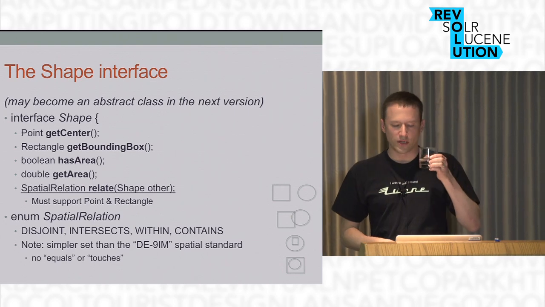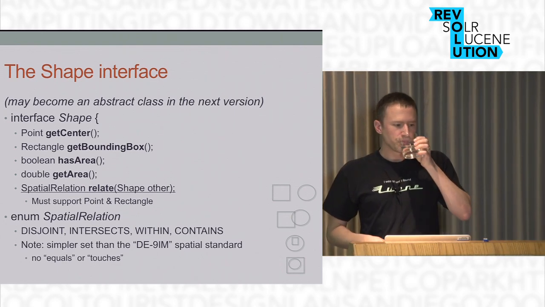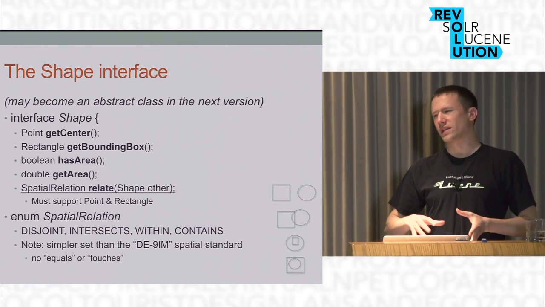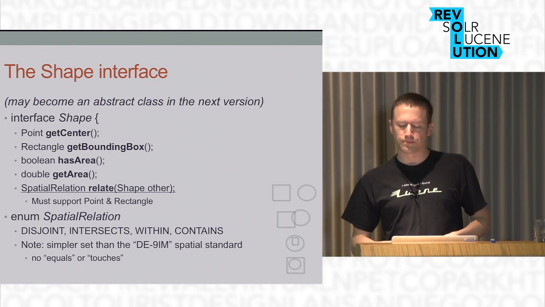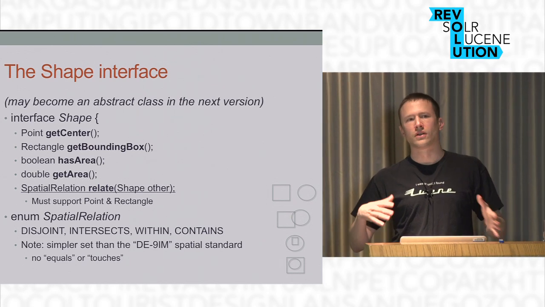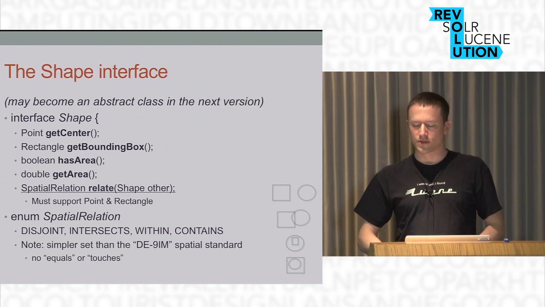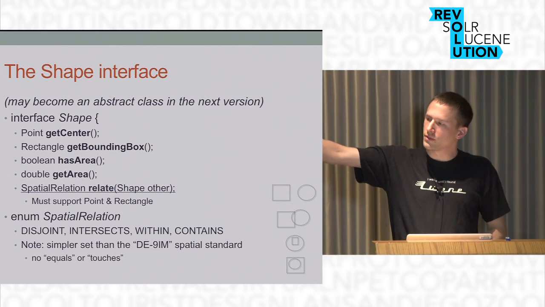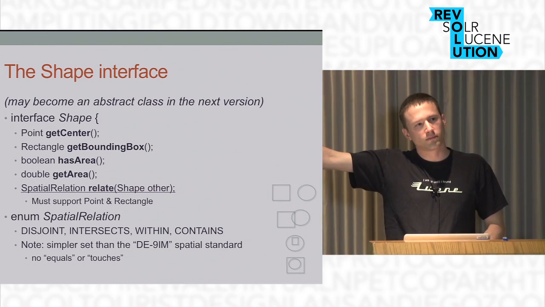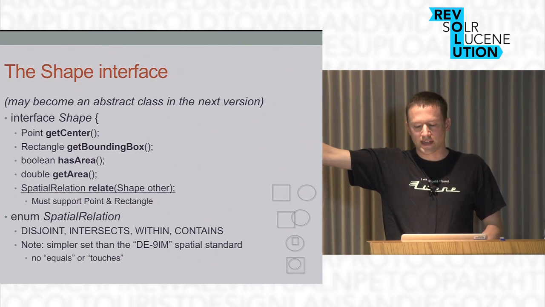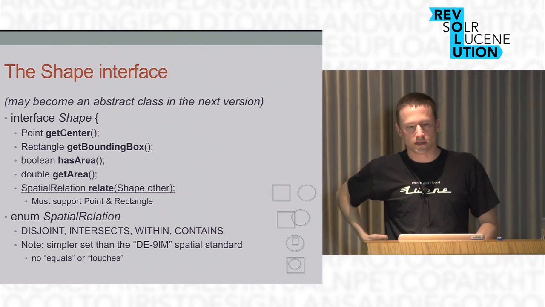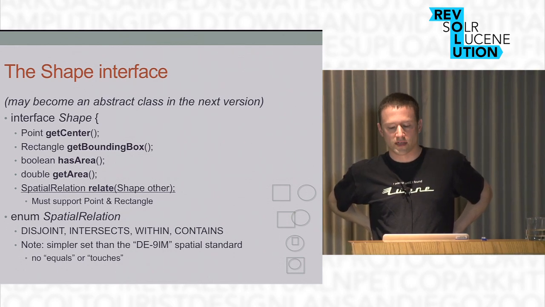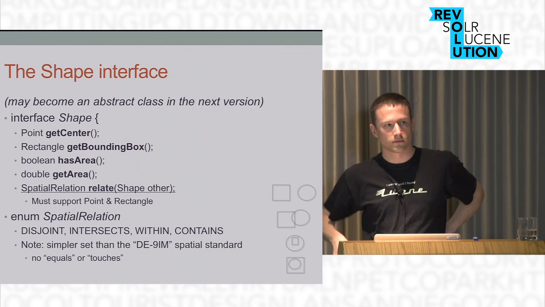If you're into more spatial libraries out there, you may have seen something called the DE-9IM matrix. This is really a simpler subset of that. I don't do equals, I don't do touches and some other stuff, because honestly I haven't had the need. So look at the bottom two examples, where there's a rectangle and a circle. The second one from the bottom is the rectangle is within the circle. And the bottom one, the rectangle contains the circle.